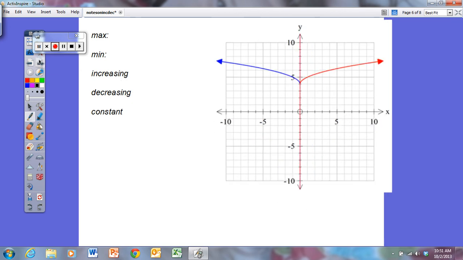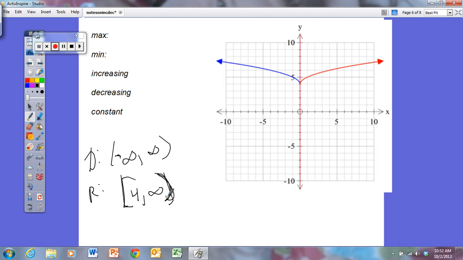Okay, next slide. Okay, the domain here, if I shine a flashlight up here, it will touch the x-axis the entire way. So the domain is all real numbers. So you would go negative infinity to infinity. The range, it never is going to get down here. It's only going to go from here up. So it's from 4 to infinity. That's a parenthesis.